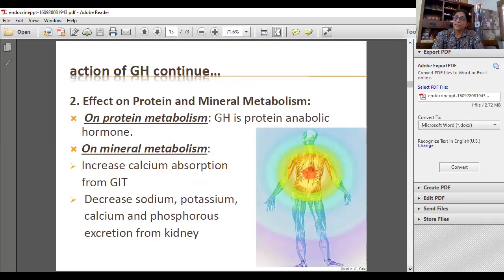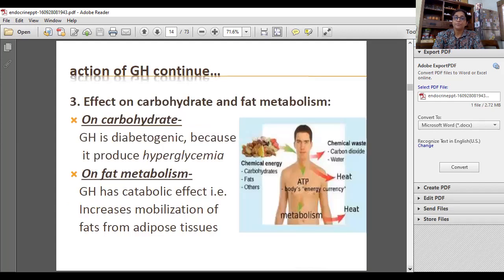Now, the second effect of the growth hormone is on protein and mineral metabolism. Growth hormone has got an anabolic effect on proteins. Yes, of course, the building up. If it will build up, only then will it produce growth. On mineral metabolism, it causes increased calcium absorption from the gut, and that is why it is able to help in the growth of the bones and the muscles. Now, it decreases sodium, potassium, calcium, and phosphorus excretion from the kidney, or we should say it regulates the excretion of different minerals via the kidney.